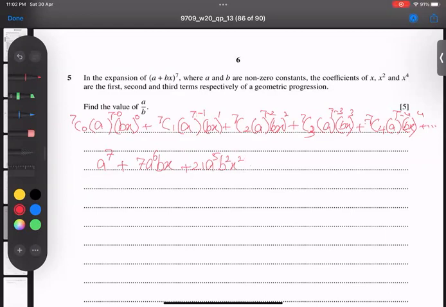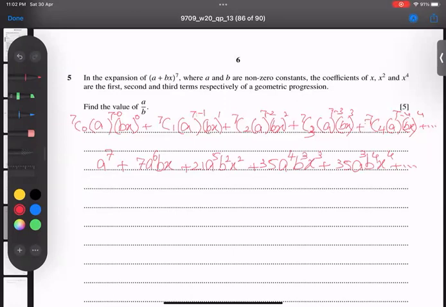Okay. Now similarly 7C3, if I check it, I get 35, and a to power 4 and b to power 3 and x to power 3. Similarly 7C4, I get 35 once again, and a to power 3 and b to power 4 and x to power 4. I believe this point is very, very clear to us.